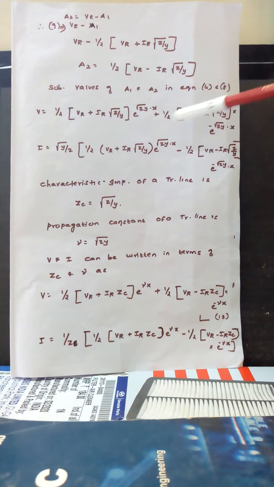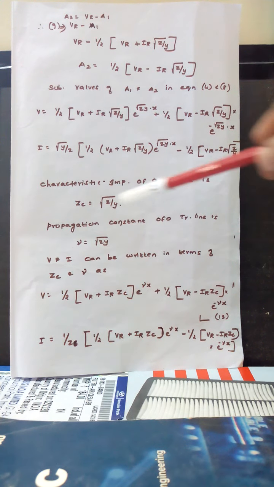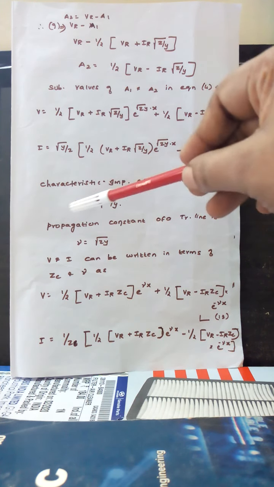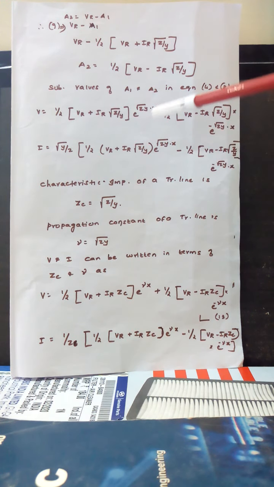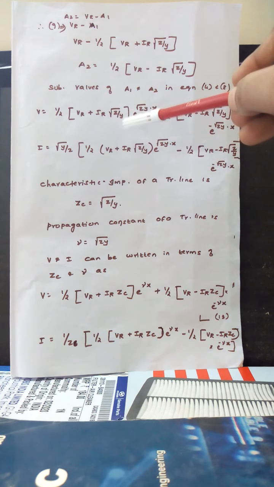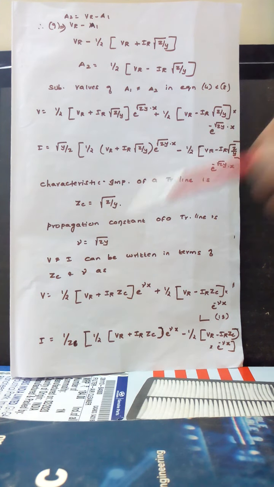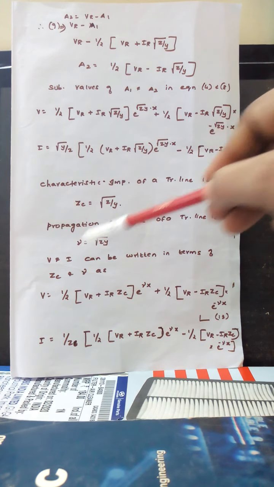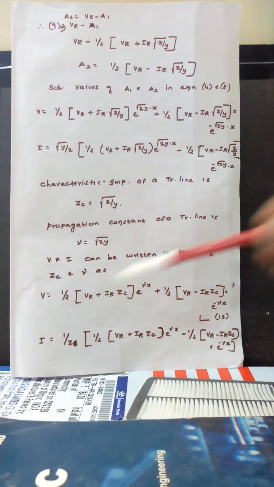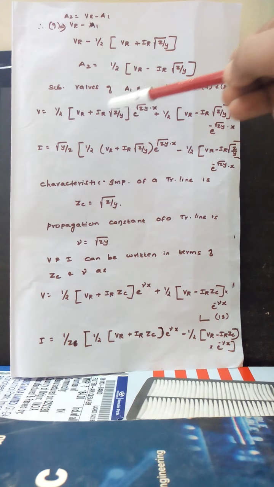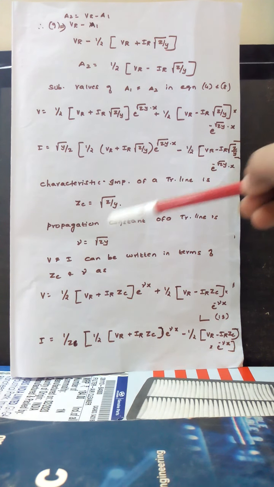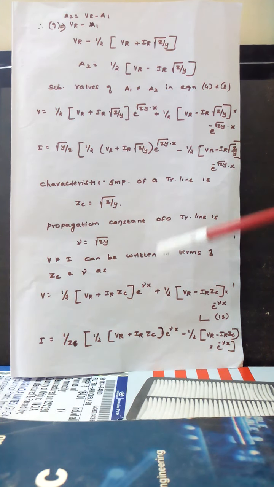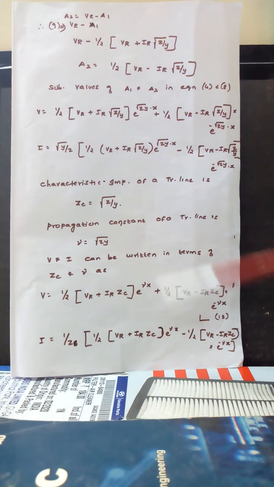In this equation, we can write in terms of the characteristic impedance Zc and the propagation constant gamma. Wherever it is root of Z by Y, that will be replaced by Zc, and root of Z into Y will be replaced by gamma, that is the propagation constant. So that is the equation we are getting in V and I here.